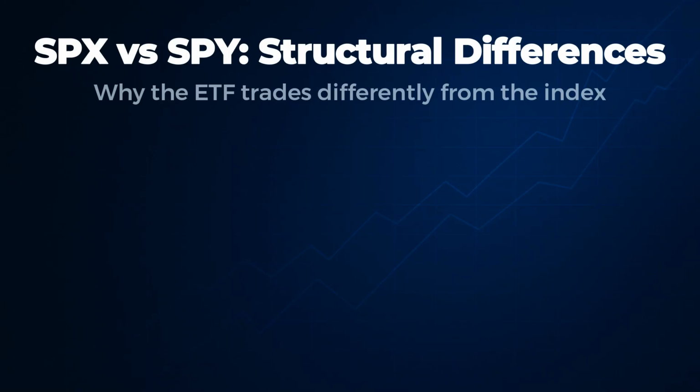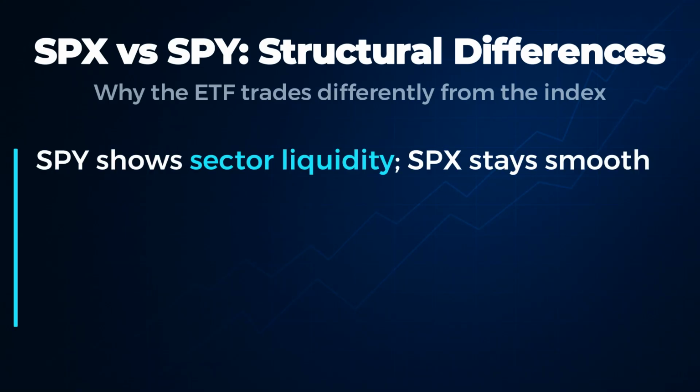Because SPY holds the actual underlying stocks, its price action reflects sector level liquidity in real time. If the tech sector experiences a liquidity vacuum intraday, SPY will show exaggerated wicks and noise even when SPX prints a clean, smooth structure. Corporate actions create another important difference.